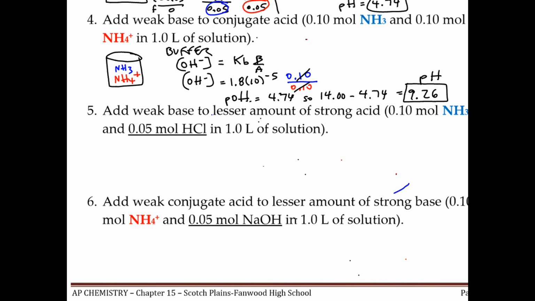Okay, now we're going to take a beaker that only has NH3 in it, which again is a weak base. Any NH3 neutral is a weak base.